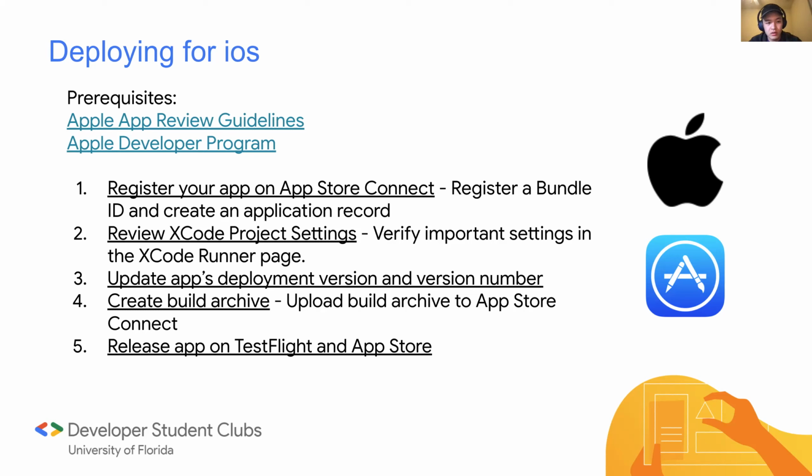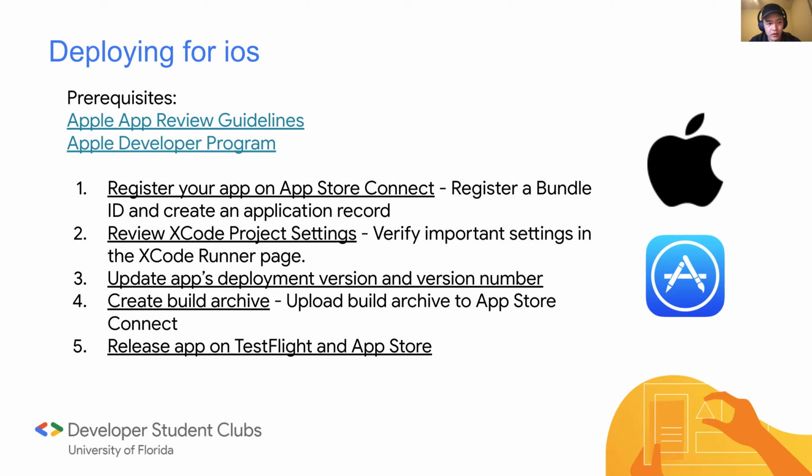And then third, you want to update the app's deployment version and version number if you change them in the Xcode project settings. So yeah, you just go into the Flutter project directory and go to the iOS and then app framework info and then just update those.